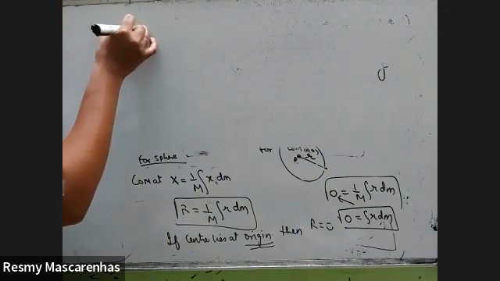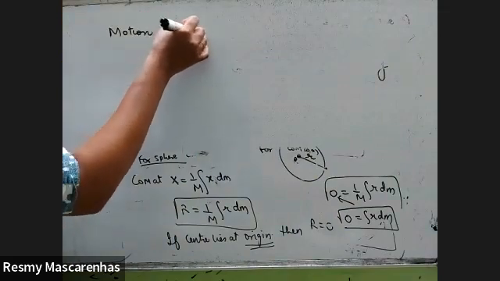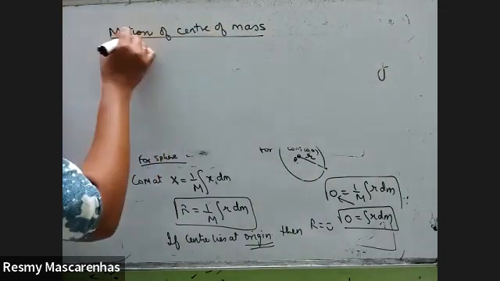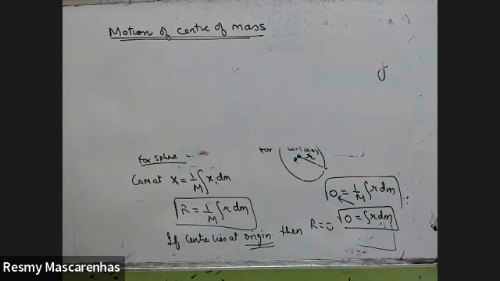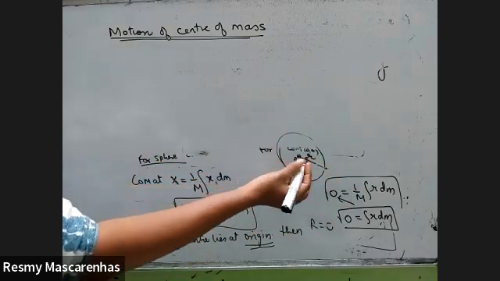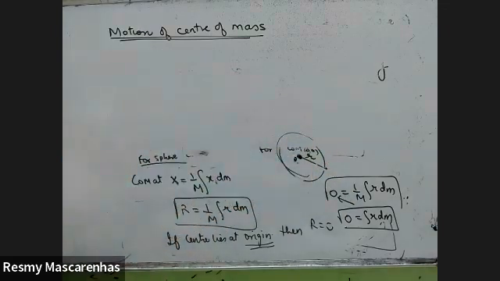Next is motion of center of mass. Center of mass is nothing but imagining that whole big body as one point. Now this whole sphere is as though it is crushed or crumpled and concentrated over here. Whenever you calculate the center of mass, it means the whole body is brought together as one small point towards its center.